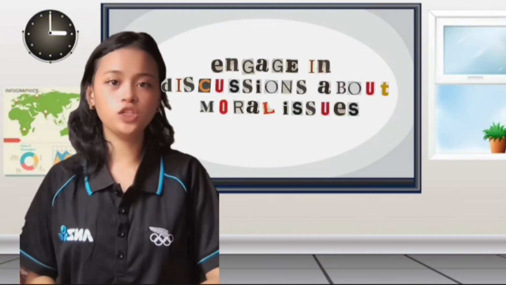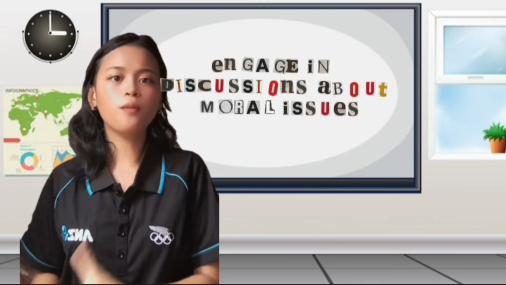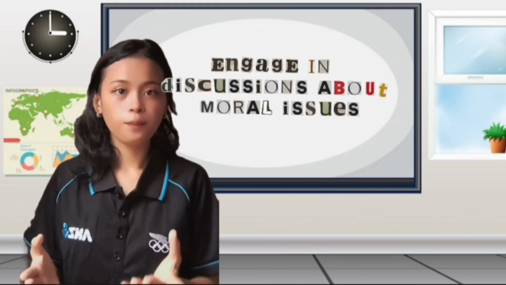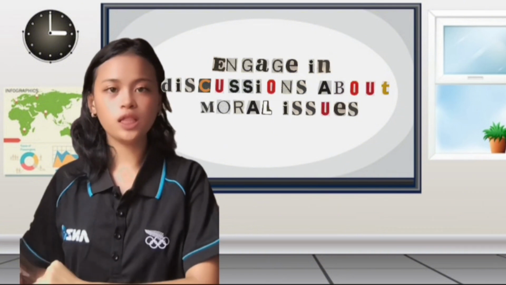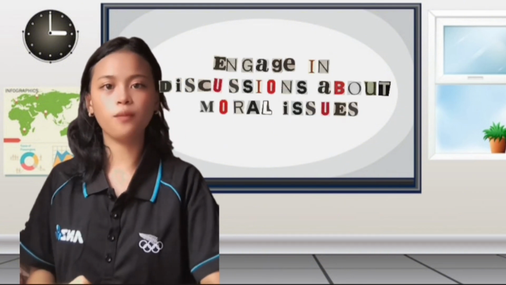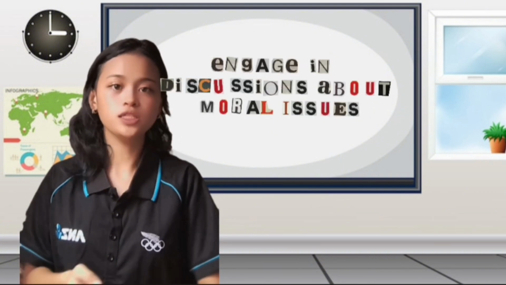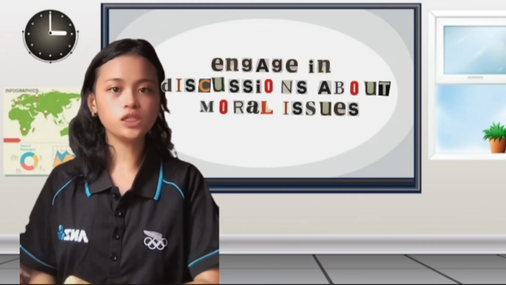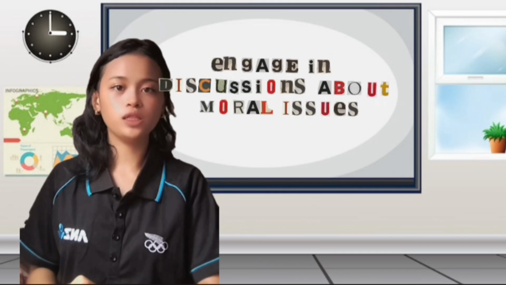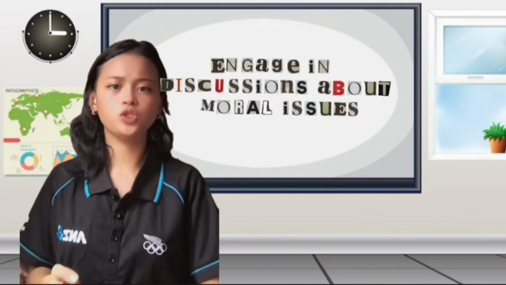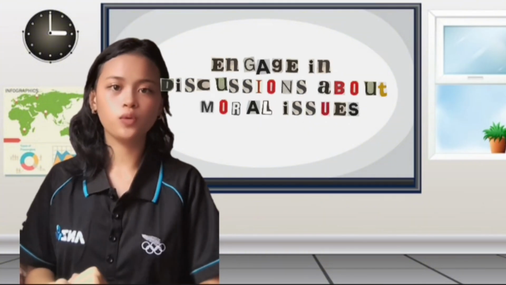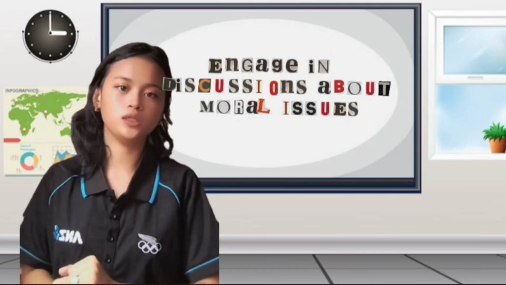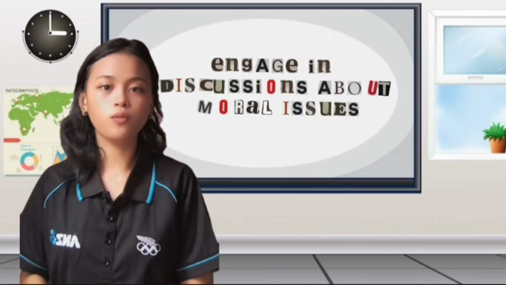Next is engage in discussions about moral issues. Create opportunities for open conversation about ethical dilemmas. This means exploring complex issues such as fairness, justice, and empathy in a way that encourages critical thinking instead of dictating answers. Adults should ask probing questions that help young people consider different perspectives and develop their own moral compass.